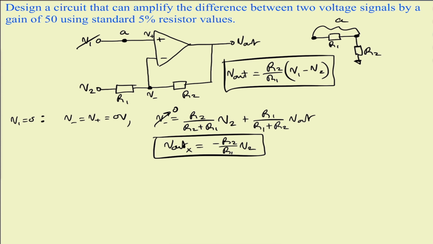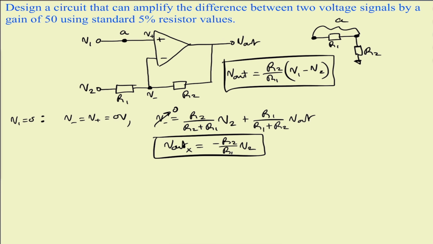As you can see, by setting V1 equal to 0, we end up with an inverting amplifier, I should say. So we know that if we set V2 equal to 0 and then keep our V1 voltage signal, we're going to end up with a non-inverting amplifier. So we can go ahead and do that.